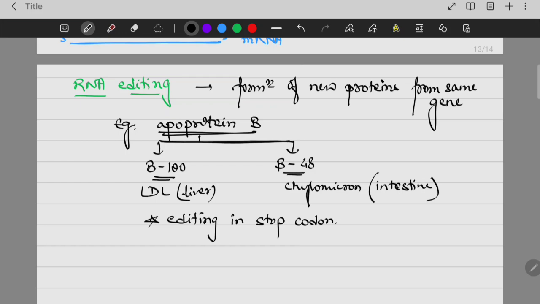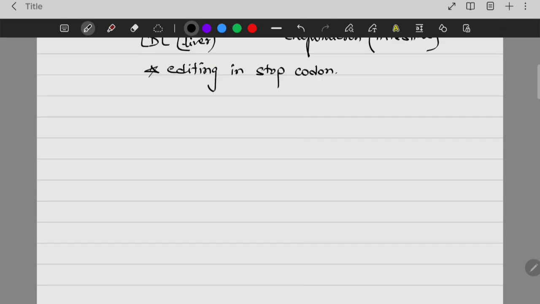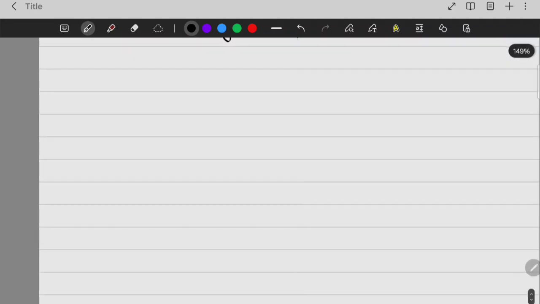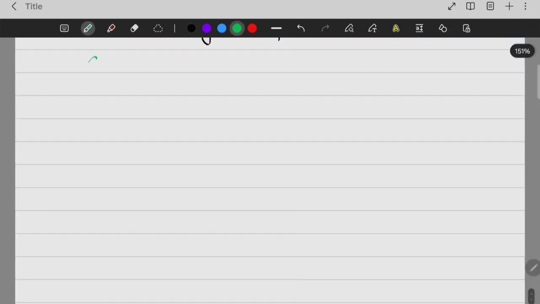Like in the example of thalassemia, incorrect splicing may be present, or in another disease that is known as SLE, systemic lupus erythematosus, there is improper splicing. So this RNA editing and splicing is very much required. Now the next one is translation, but before translation I should explain a small topic, that is the genetic codes.